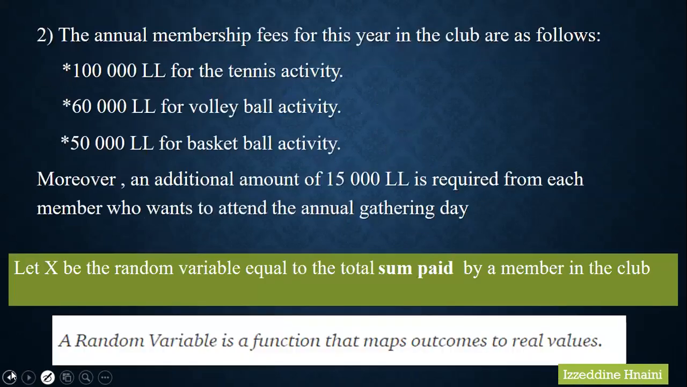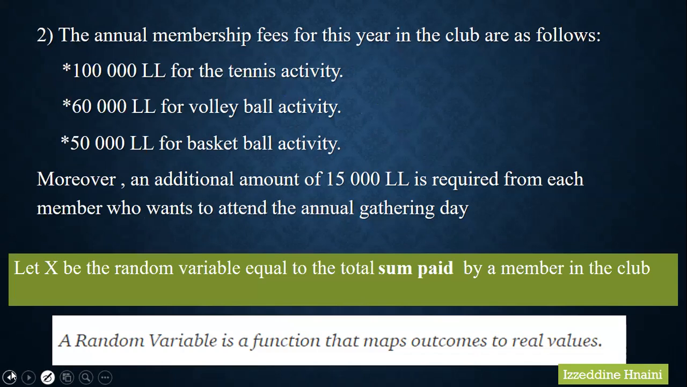Now, to enter the gathering day, the member must pay 15,000. Also, to join the activity of the tennis, he must pay 100,000. For the volleyball, he must pay 60,000, and for the basketball, he must pay 50,000.